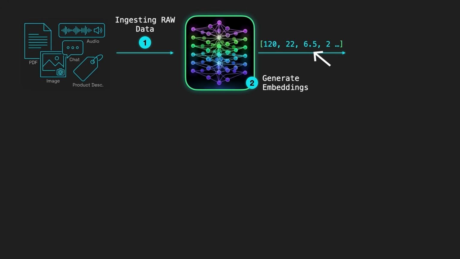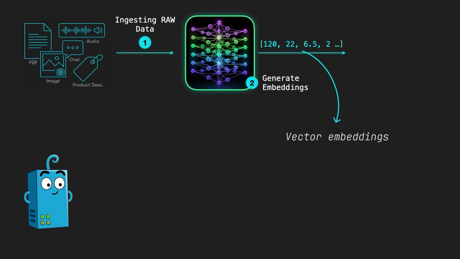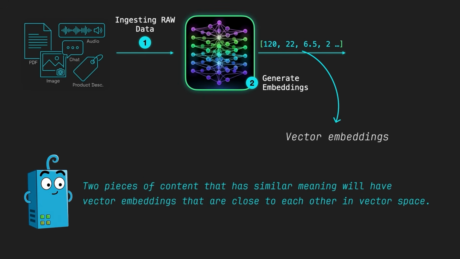Now, what are these floating point numbers? These numbers capture the meaning of the original data. Now, these are also called vector embeddings. Don't worry about vector embeddings for now, as we have a dedicated lecture on that later. But for now, just know that two pieces of content that have similar meaning will have vector embeddings that are close to each other in the vector space.